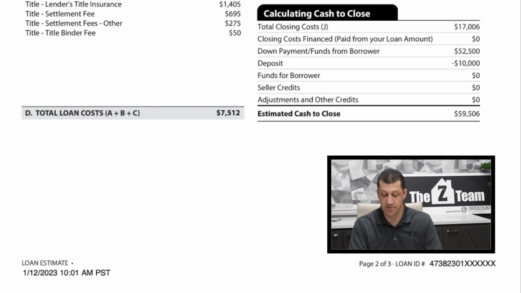All right, so let's talk about the bottom line, calculating cash to close. This is one of the important parts. Look at your total closing cost carried down from paragraph J. Below that, how much money are you bringing for your down payment? And then any additional deposits you have. For example, earnest money. In this case, if you were receiving credits from the seller towards your closing costs or any other adjustments, they would be reflected here. Add and subtract as appropriate, and that's going to bring us to our bottom line, estimated cash to close. This is what you are expected to bring to the attorney or title company on the day of closing.